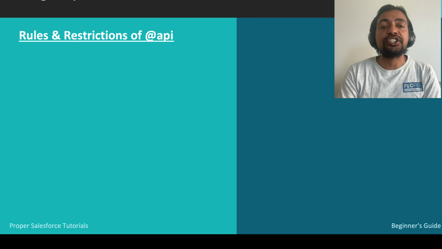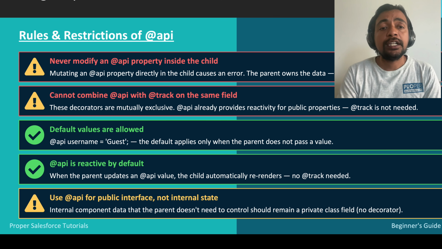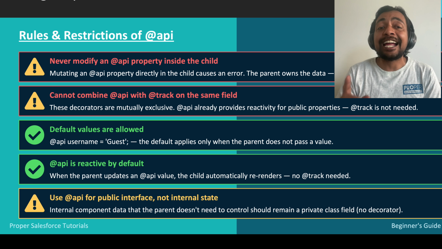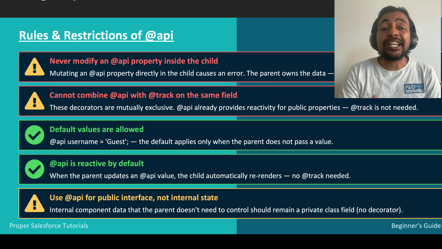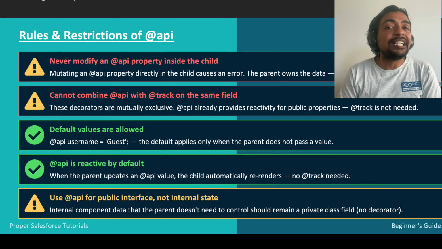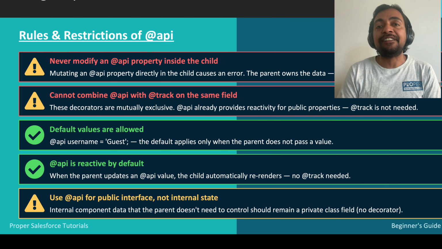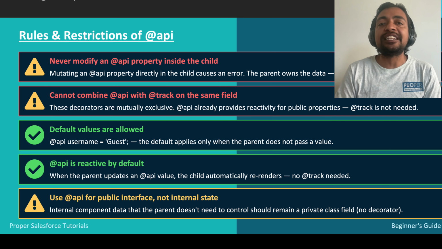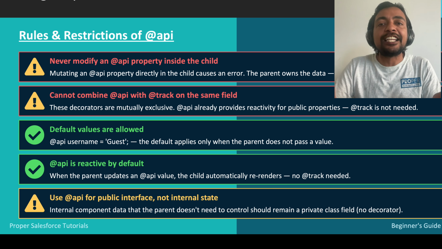Now rules and restrictions of @API. First thing, never modify an @API property inside the child. Mutating an @API property directly in the child causes an error. So make sure you don't do that. You cannot combine @API and @track. When you are making anything public with @API, by default it becomes reactive. So no need to tell with @track, right? You cannot say that this specific thing is public as well as private.